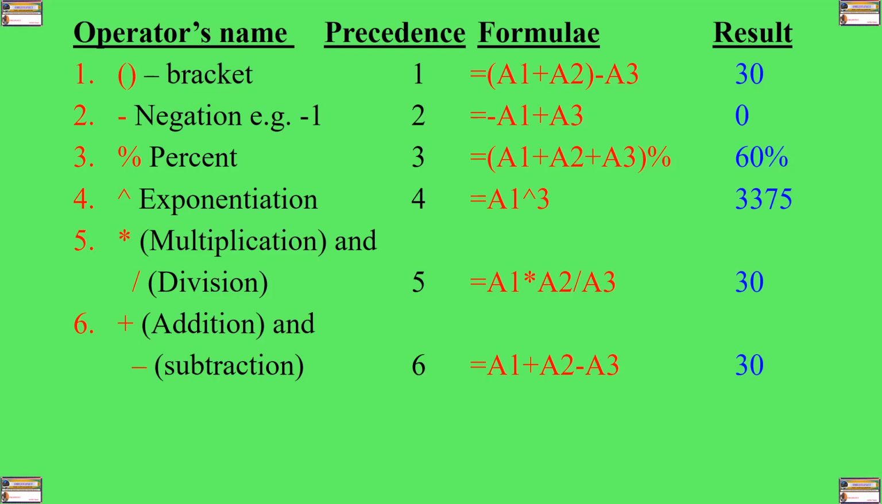The sixth operator in the order of precedence is the addition and the subtraction. The two are normally given precedence number 6. An example of such a formula is equals A1 plus A2 minus A3, and that would give us 30. Then we have equal to, less than, greater than, less than or equal to, greater than or equal to, having the same precedence. They are called relational operators, and they're usually given precedence number 7. An example of such a formula is equals A1 greater than A2. So is A1 greater than A2? If yes, then we write true, but now it is evaluating to false.